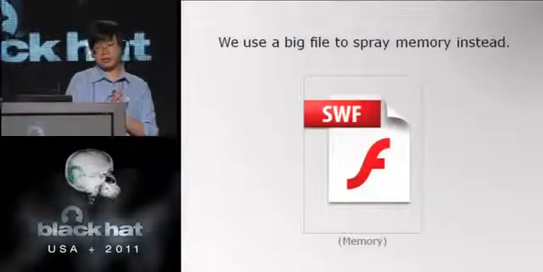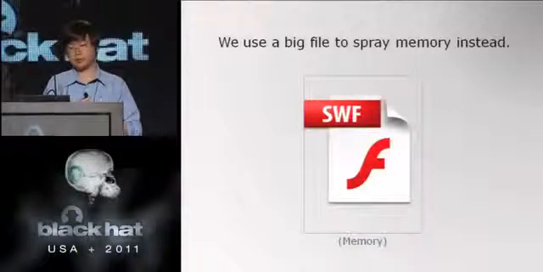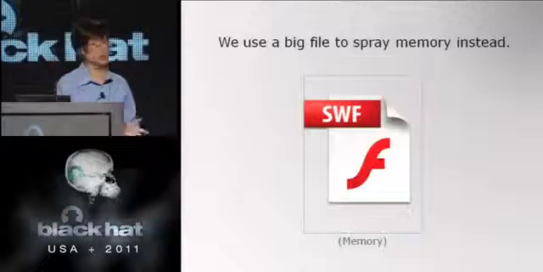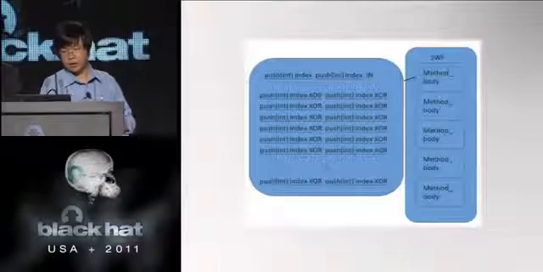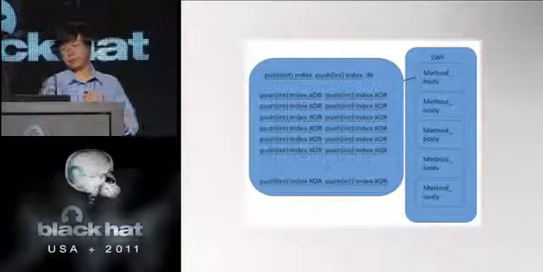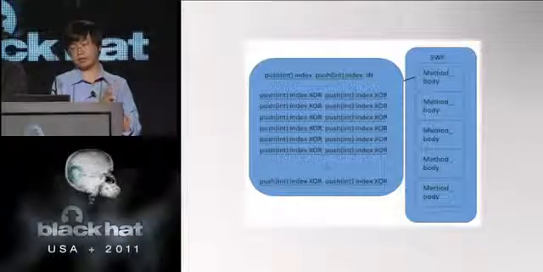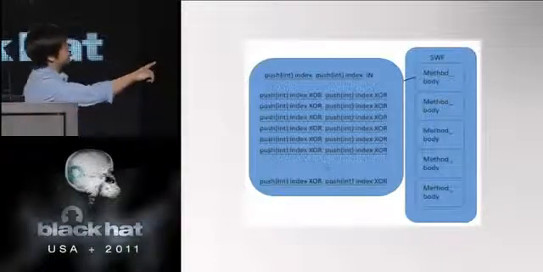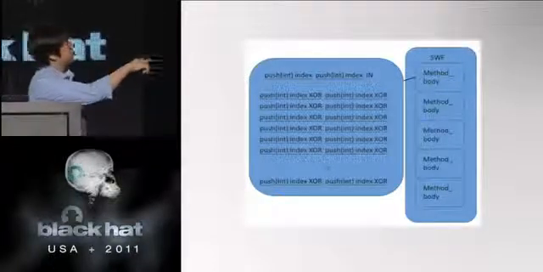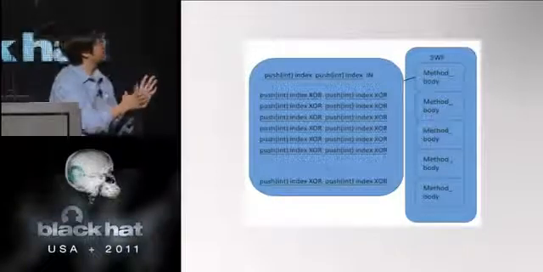So, in order to have better continuity, instead of repeatedly reloading another flash file, we use a big file to do spraying. This picture shows how we make the spraying file. We make a lot of master body sections in a flash file directly. As you can see, the right-hand side is the flash file, and it includes a lot of master bodies. Each master body includes a lot of XOR instructions. We use this way to spray the memory.